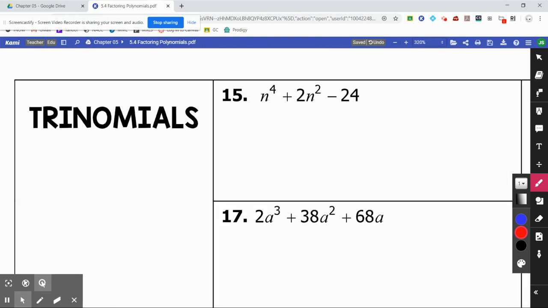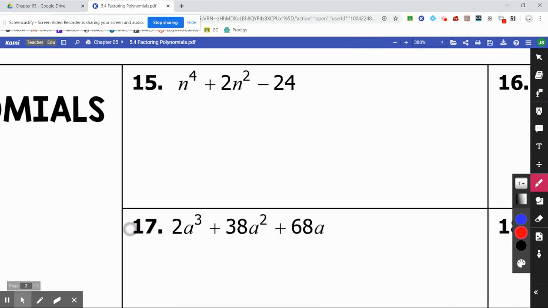Okay, next up we're factoring trinomials, and you've seen these before, but we're going to do them again anyway. With a trinomial, if the number out front is a 1, all you have to do is write two sets of parentheses, and you simply ask yourself what multiplies to give you n to the fourth; that's an n squared and an n squared. What adds to give you this and multiplies to give you this, and that finishes it out. That would be a positive 6 and a negative 4.